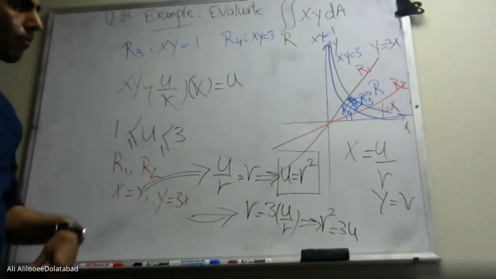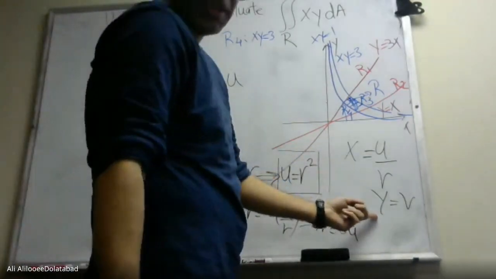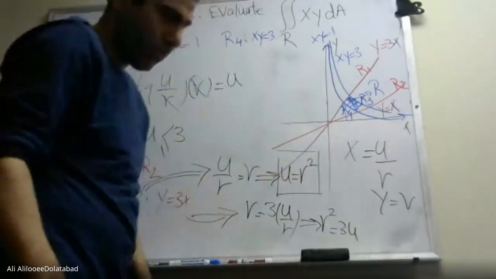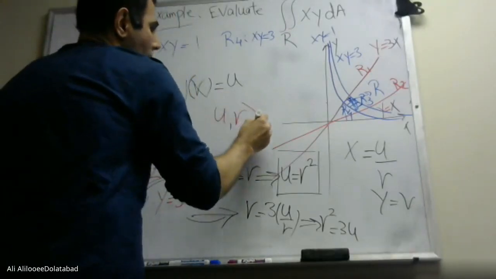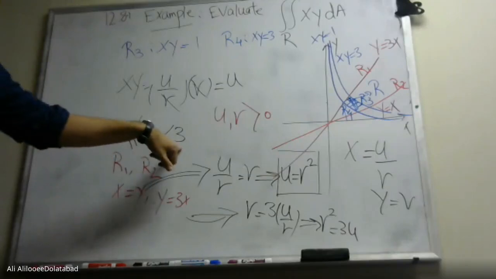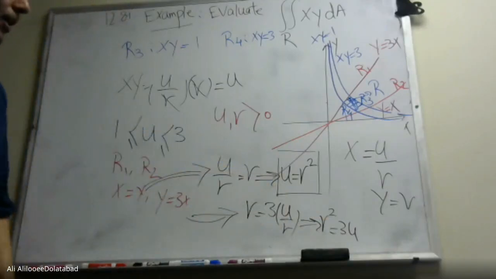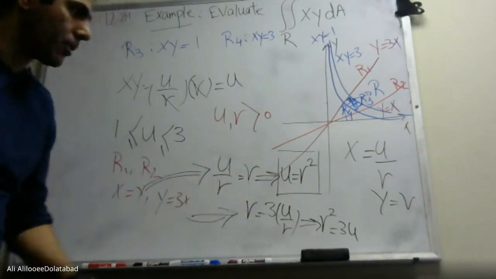U and v are positive because x and y also are positive. Because here x is positive, y is positive, then you can say v is positive, u also is positive. Then we can also write this: u and v are positive. Then we have u is between 1 and 3, and here we have v squared equal u, v squared equal 3u. One bound gave me this, another bound gave me this.